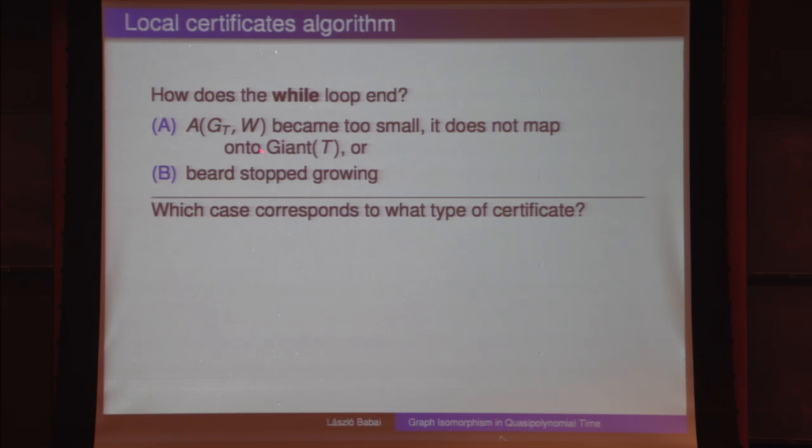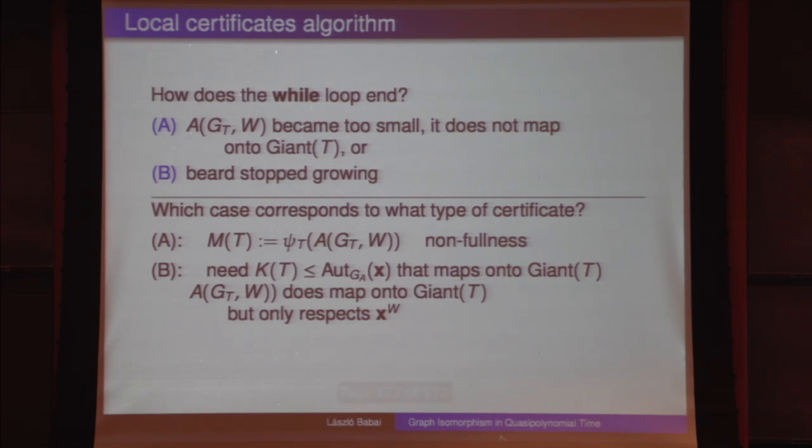Okay, so the first case obviously leads to a non-fullness certificate, namely the image of this group that we had, but the second case is not clear at all. So in any case, this is case A. In case A, the non-fullness certificate is simply the image of the current automorphism group. For B, we need a subgroup of the automorphism group of the string that maps onto a giant. Now, this group, an automorphism group of a partial string, does map onto the giant in this case, but it only respects the part of the input that's in the window.